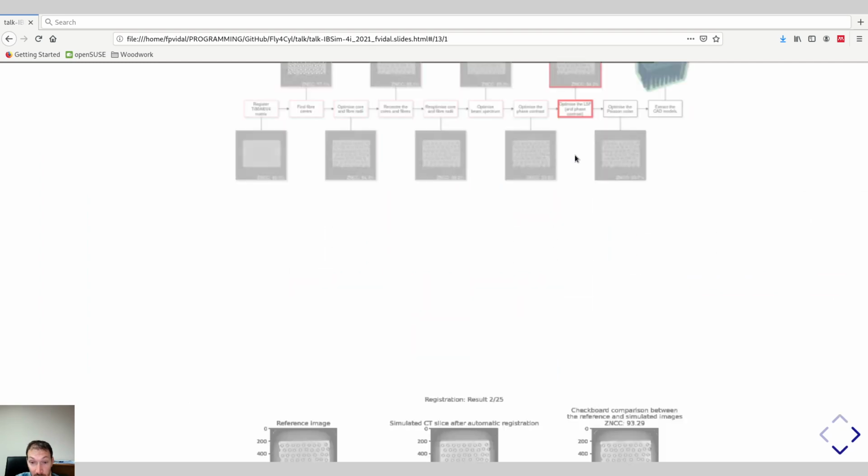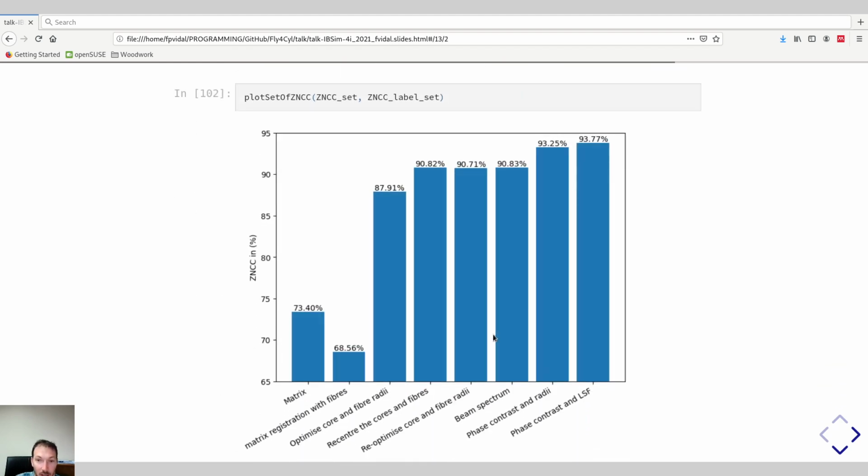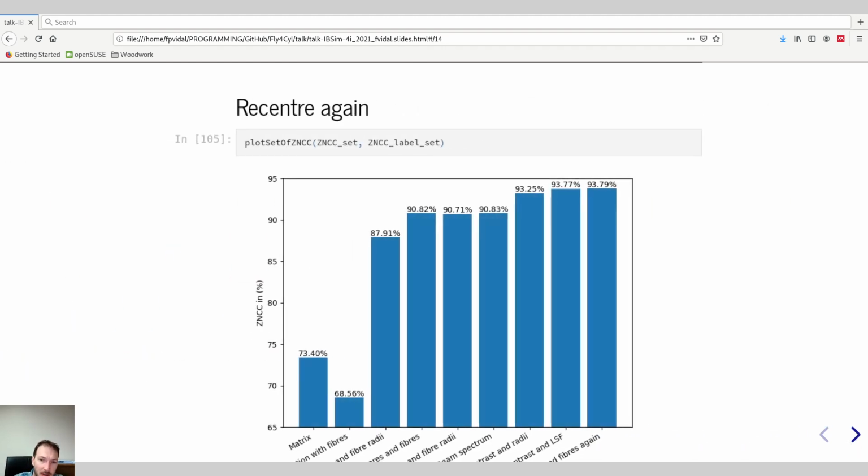We add the LSF. And you can see now we retrieve that dip as well very nicely. And the correlation is 94% now. So you can see the LSF here. It's quite sharp, but there is a long tail. So we measured that at the ESRF, and now we just tweak the parameters.